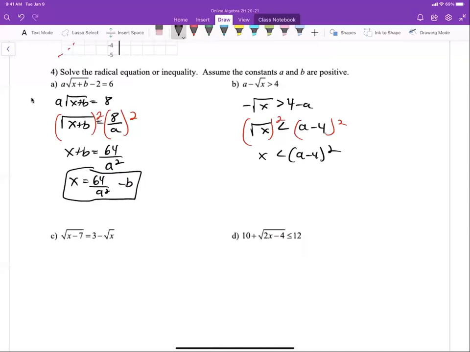This is an inequality, so we have to evaluate the domain of the original. And so what is the domain of the original? x has to be greater than or equal to 0. So I need to combine these two. And what do I get? I find that 0 is less than or equal to x, and x is less than a minus 4 squared. And that is the answer to this problem.